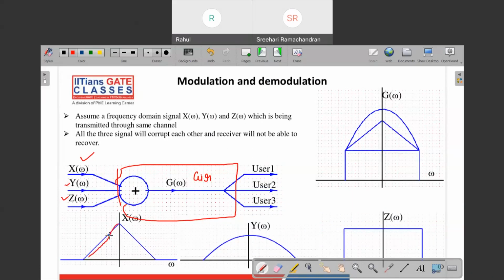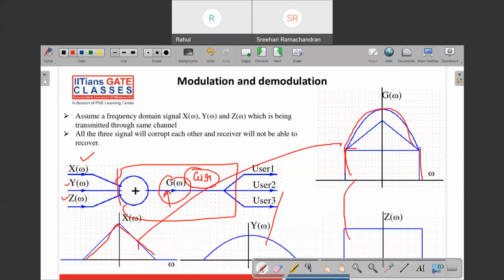So the first user wants to transmit this spectrum, the second user wants to transmit this spectrum, and the third user wants to transmit this spectrum. And since all three of them are using the same channel, they will transmit these spectra into the same channel. Okay, once it comes to the same channel, effectively at this point G of W, it is going to look like this: the addition of all three signals. So the first signal is rectangular, this is triangular, and then we have the kind of spherical. When you add all these three, this is how it is going to look. Now all three have interfered with each other.